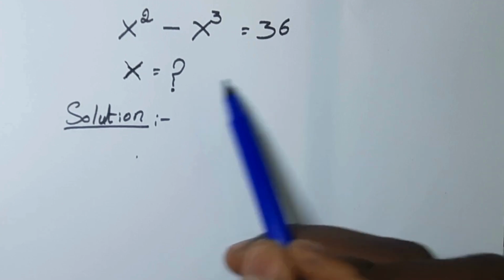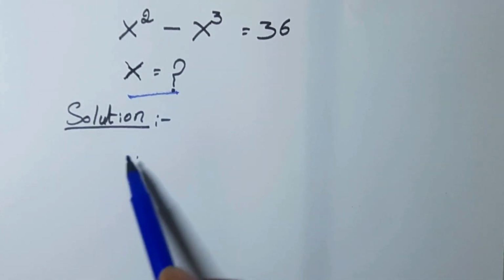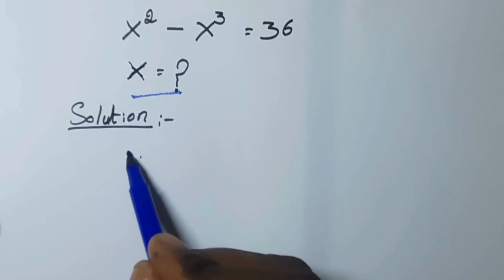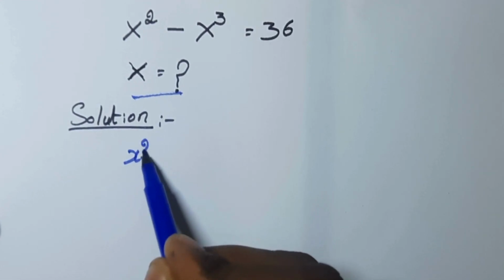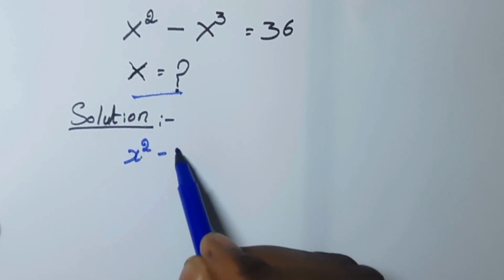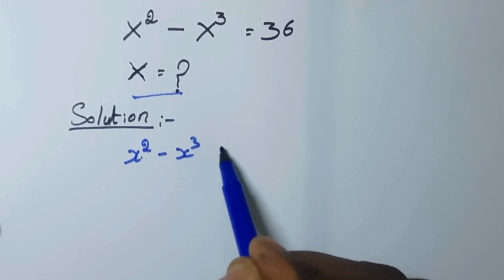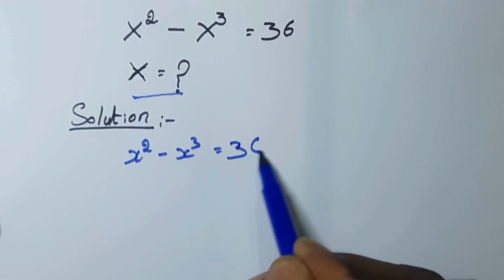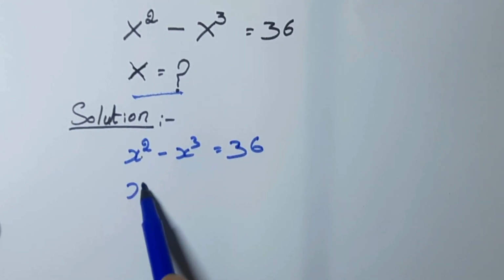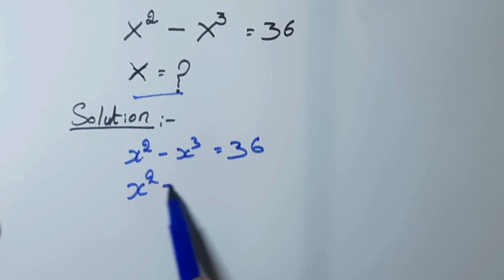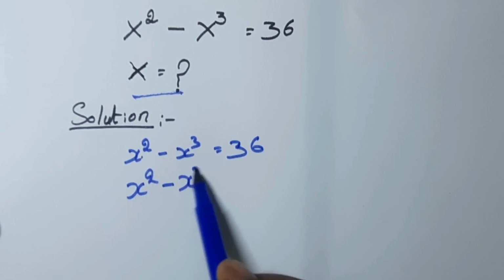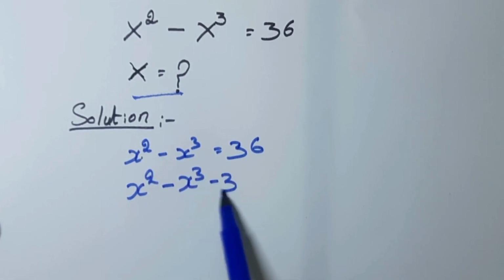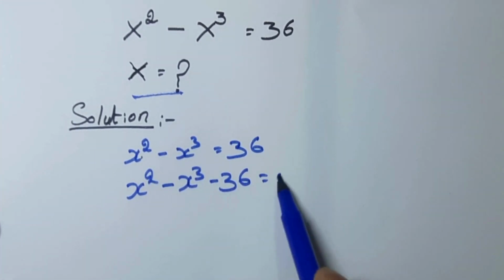From this equation we are going to find x. Solution: x to the power of 2, x to the power of 3 equal to 36. x square minus x cube minus 36 equal to 0.